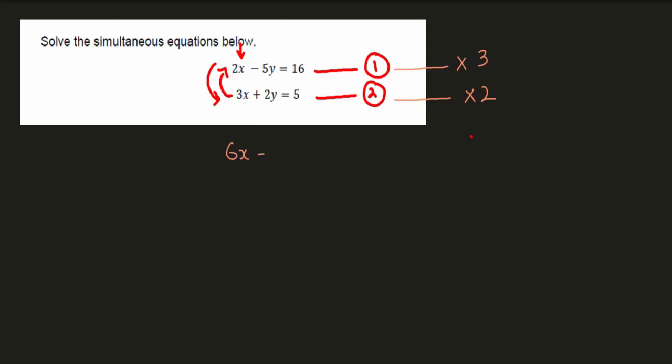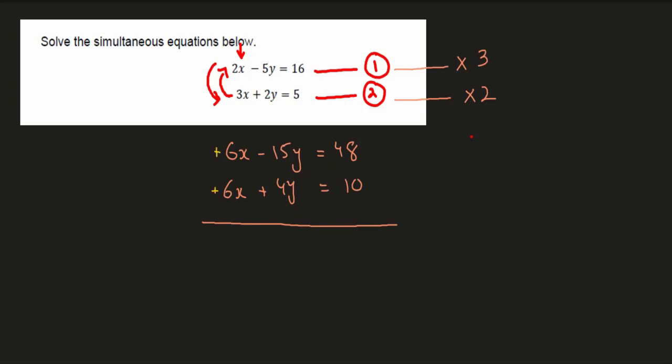So 6x minus 15y is equal to 48. The second equation would be 6x plus 4y is equal to 10. I am going to put a line right here. Now I see that the coefficients of x are the same. This is 6x, this is also plus 6x, so I cannot cancel out at this stage.